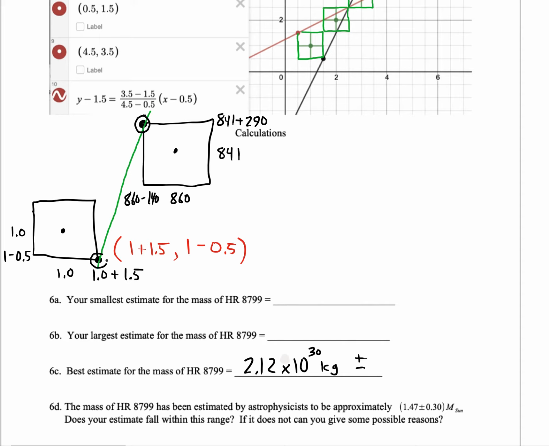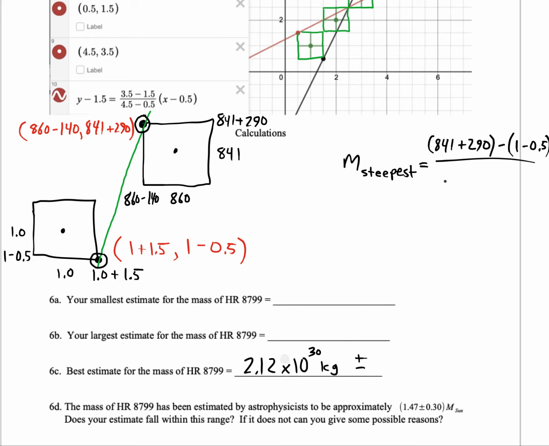Yeah, so if you take those two points, put them into coordinate pairs. So 860 minus 140, comma 841 plus 290. Then just calculate a slope from them, so the m of my steepest will be the y value, 841 plus 290, minus your other y value, 0.5.